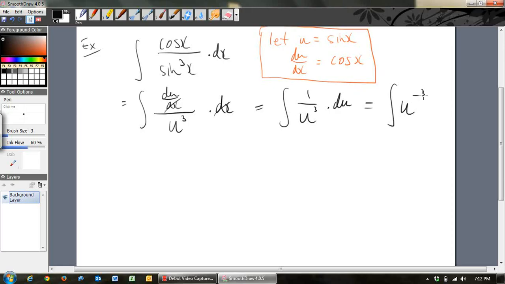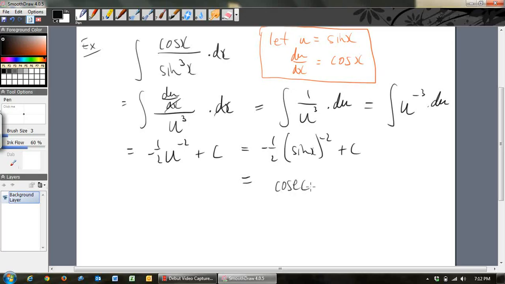We know how to anti-differentiate. Again, same thing. We do it every time. u to the negative 3 du, like that. And that's equal to u, that increases by 1, we divide by that number, plus c, and then we put our value of u back in. What was u equal to? It was sine x, to the power negative 2, plus c. Again, tidy that up. That'll be 1 over sine squared x. What is 1 over sine x? That is cosec x. So cosec squared x. So negative half cosec squared x plus c.